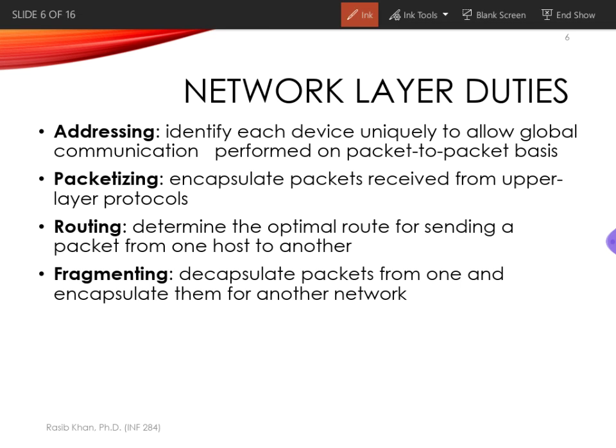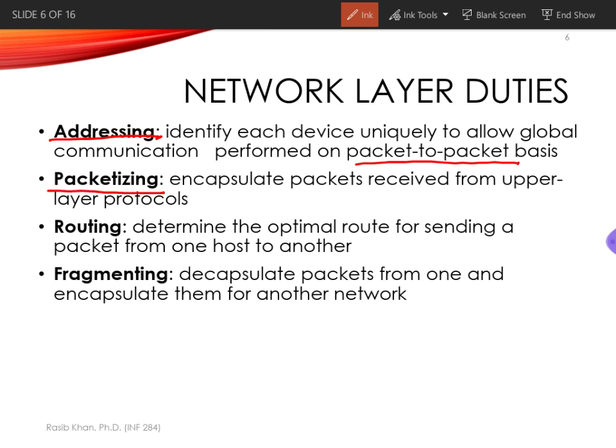So the primary duty performed by the network layer is addressing, primarily using IP addresses, and it allows us to identify devices so that we can allow communication across a network of networks on a packet-to-packet basis. That means that the network layer divides the data into packets, and then these packets are routed across a complex network from the source to the destination.